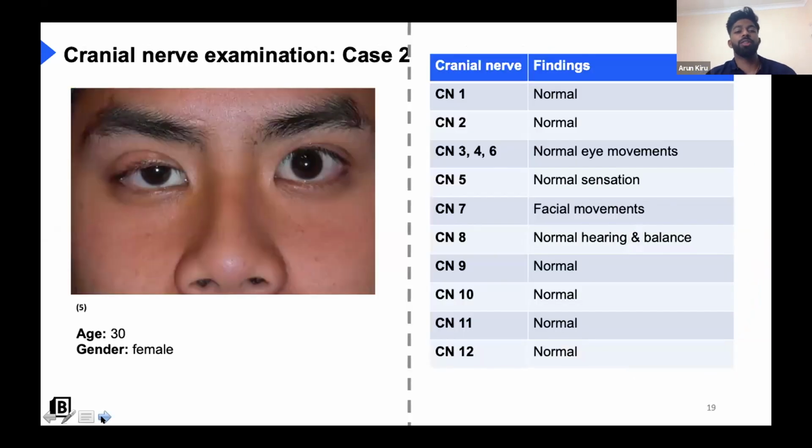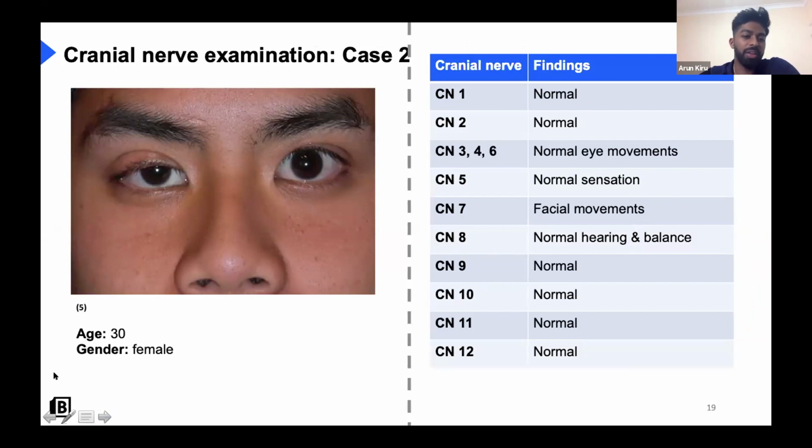Okay, so cranial nerve, everyone's least favorite kind of examination, I'd say. And I'm an ophthalmologist, so I find it okay. But I didn't like it at the start. So cranial nerve exam. You go into your station and this is what you see.